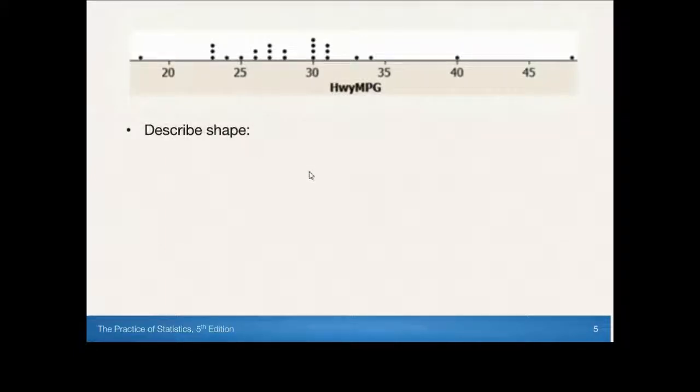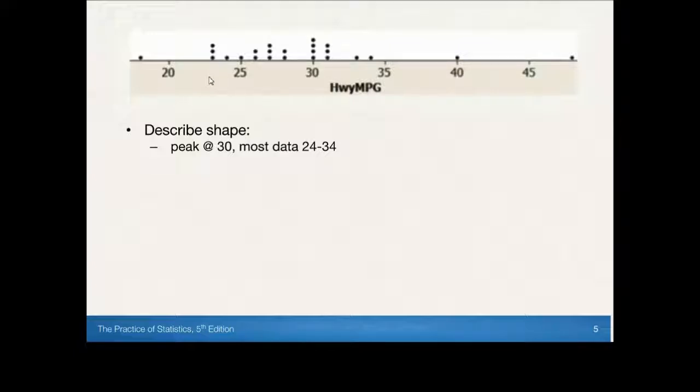So first off, let's describe the shape. We look at this shape and we can see that there's a dot out here and there are some dots out there, but we want to describe it this way. There's a peak at about 30, so you see that this has more than anything else. Most of the data is between 24 and 34, so between there and there. This would be 25, this would be 24 and a half.